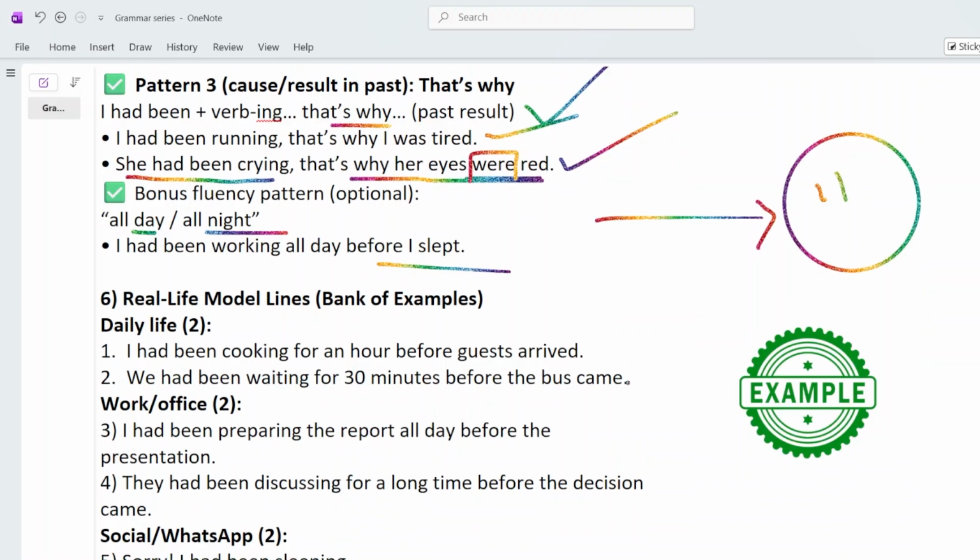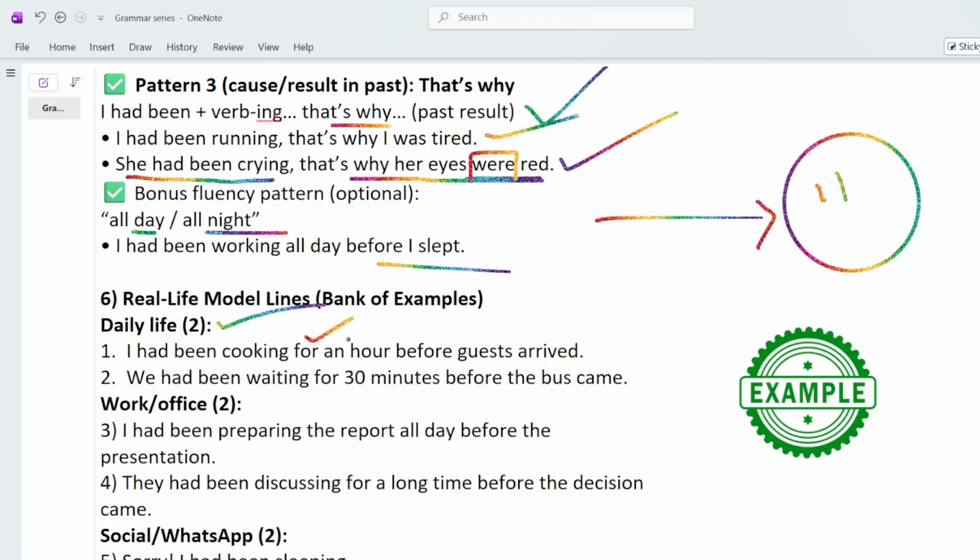Great. Let's look at some examples for today. And what are the examples? Daily life examples. That's something we really need to understand, that we are looking at using all these examples in our daily life, right? So what are the sentences? I had been cooking for an hour.